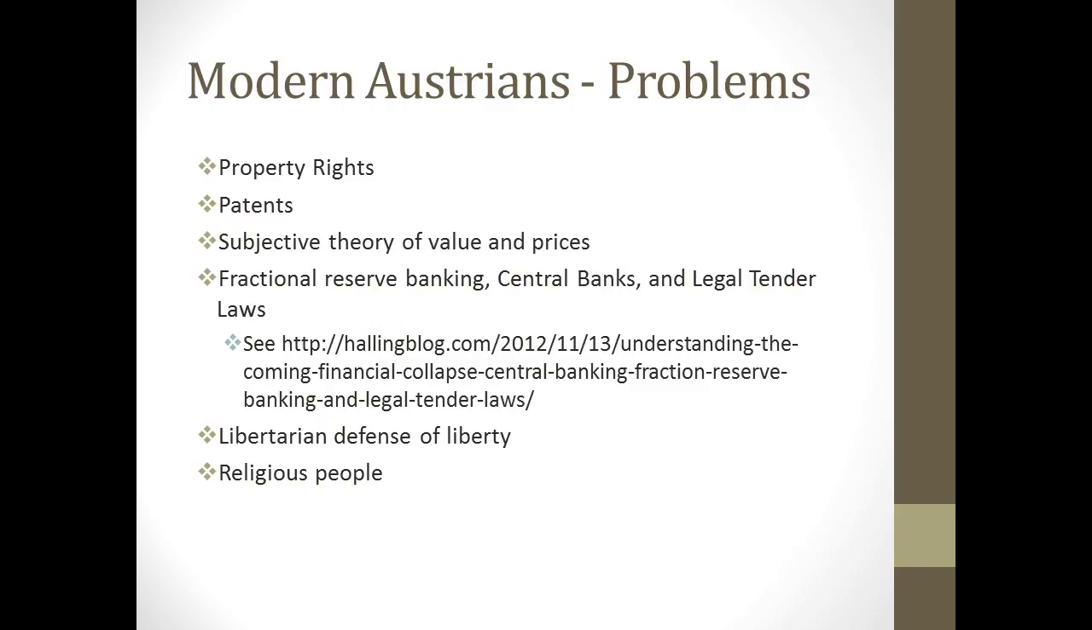But fractional reserve banking is a natural part of the free market. Central banks are not, and neither are legal tender laws, but Austrians tend to conflate all three of these. It also is consistent with the libertarian defense of liberty. And that defense is that liberty is based on the limits of reason. That is inconsistent with the founding of the U.S., it's inconsistent with objectivism, and it's a complete disaster. It's not surprising that so many religious people are attracted to Austrian economics.